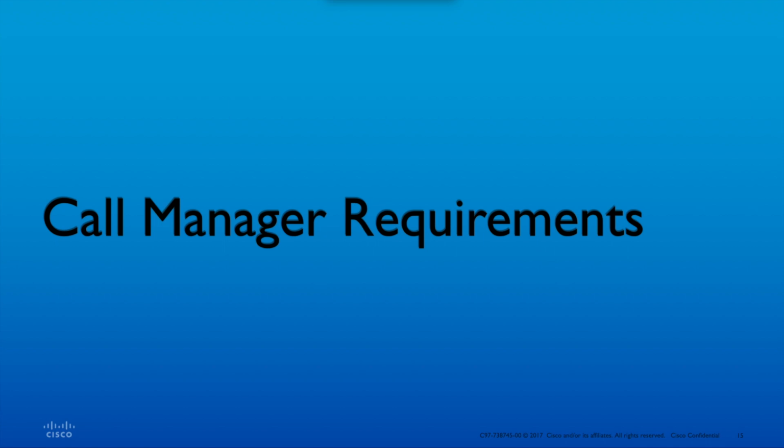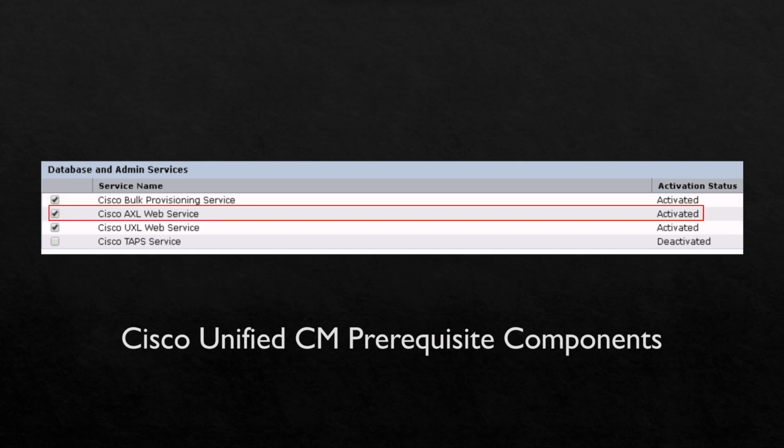Moving on, there are some call manager requirements as well. All publisher nodes must be running the Axle service. When you set up the Expressway C connector host and start configuring the connector, you'll have to put in the Axle username and password. Cisco also recommends for high availability deployments that you run Axle service on all nodes in the IM and presence server clusters as well.